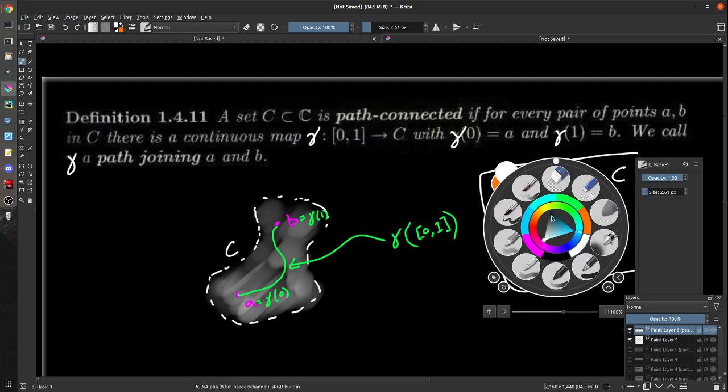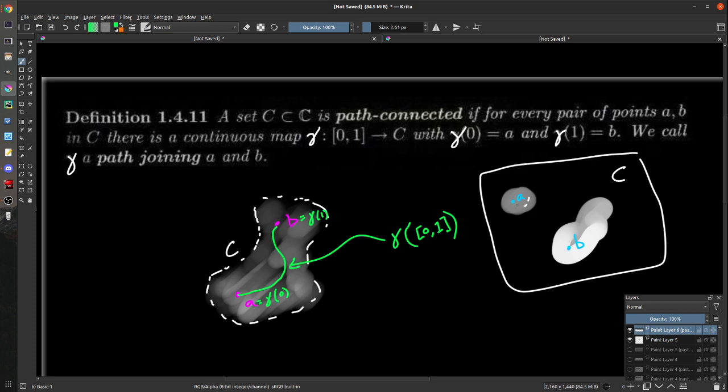You can't draw a path. You could draw a path, but it won't stay in C. Any way I draw from here to here, I have a big chunk that is outside C. So path connectedness is a nice way to talk about whether or not there are pieces of subsets. It's a useful tool to ask what paths I can put on my space or subset, and what that tells me about the shape of my set.